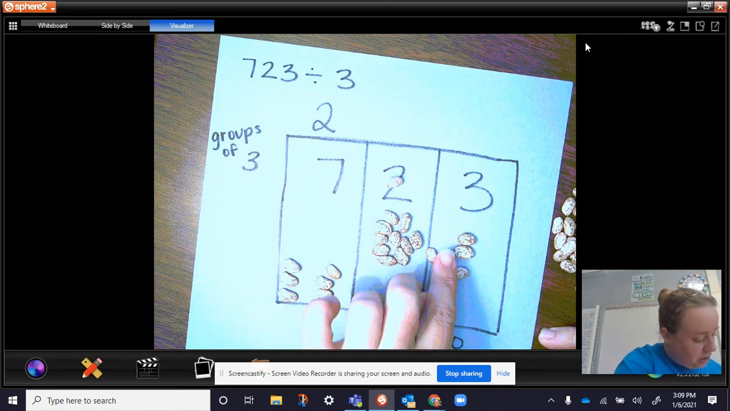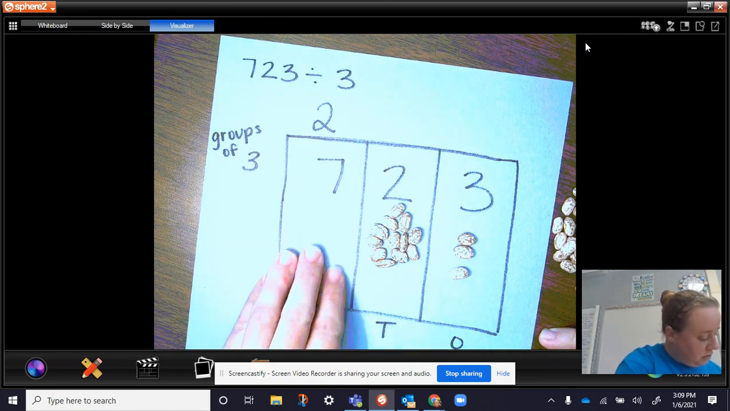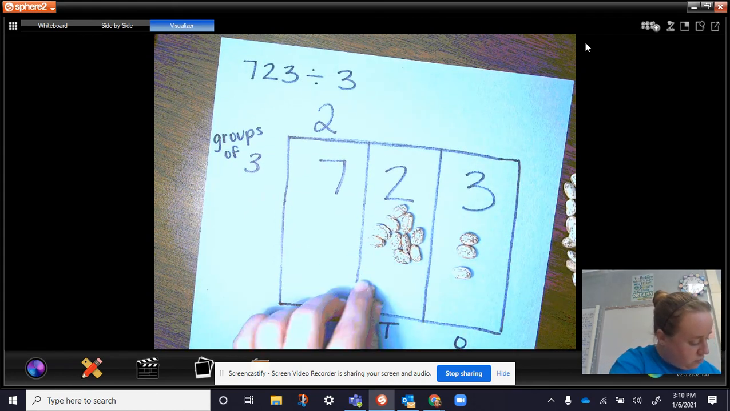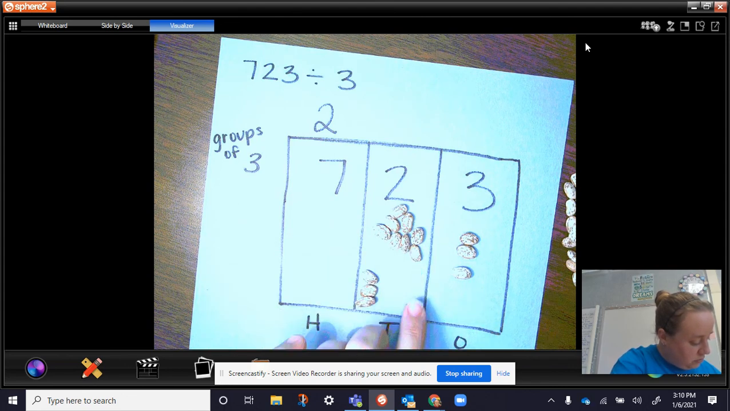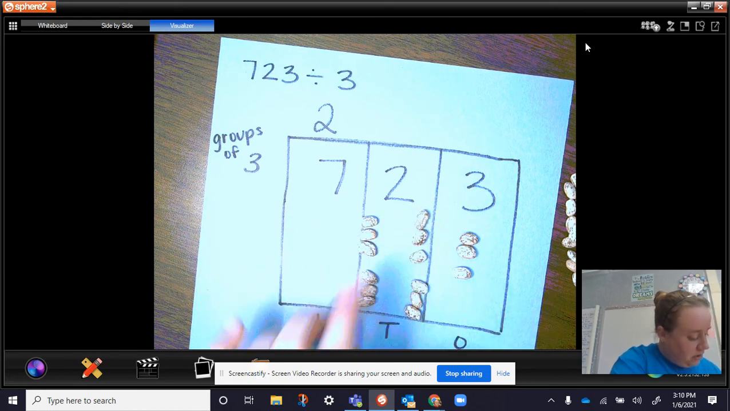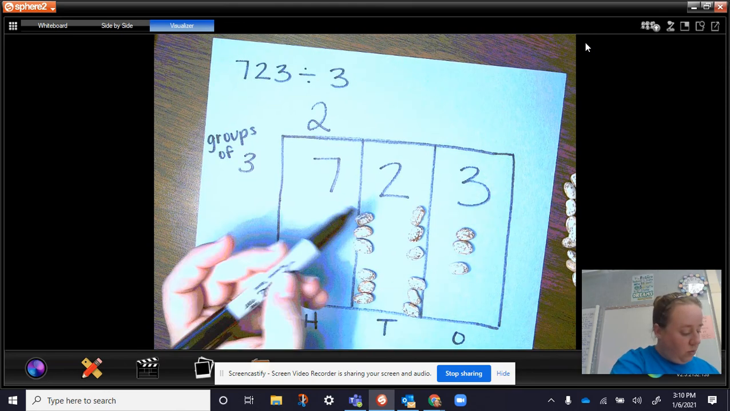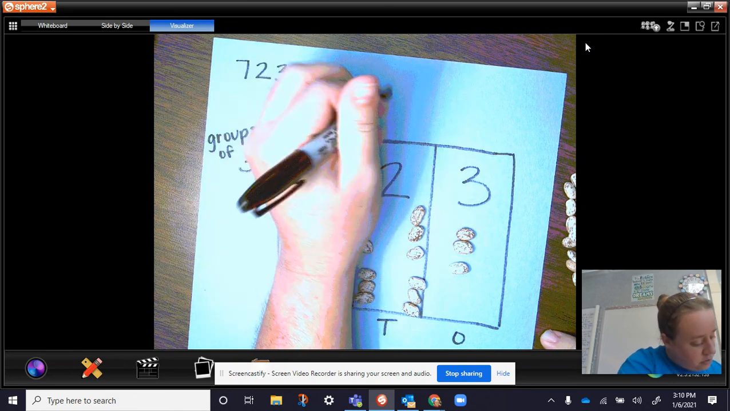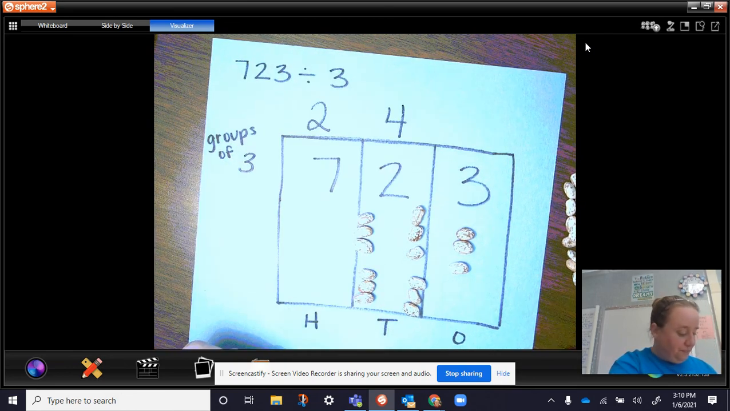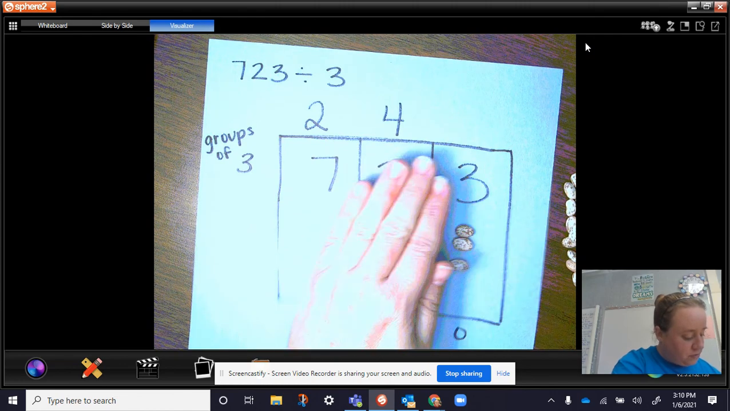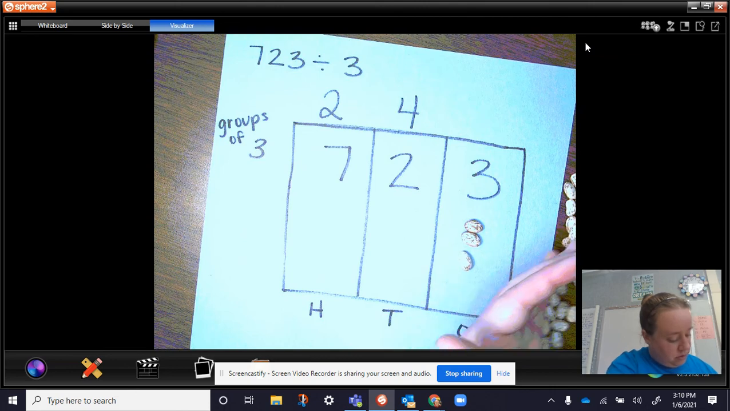And again, I'm trying to make groups of 3. So I'm done with this pile, so I'm going to scoot these out of the way so they don't confuse me. And I'm going to make groups of 3 in my tens place. 1, 2, 3, 1, 2, 3, 1, 2, 3, 1, 2, 3. Now here I made 1 group, 2 groups, 3 groups, 4. So 4 groups goes on top. And there were none that were left over. I was able to use all my beans to make groups of 3. So I'm done with those.